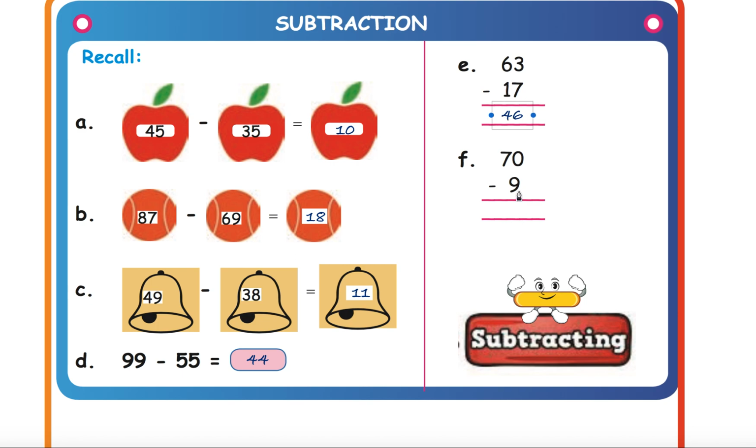Now 70 minus 9. How much? Now subtract 70 minus 10. How much? Yeah, 60. Since 10 is 1 higher than 9, you have to add 1, right? 61. That's it. Otherwise, in the other way, 10 minus 9, 1. Here 6 will remain.